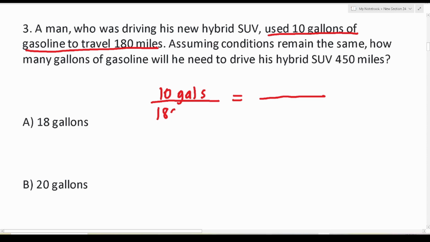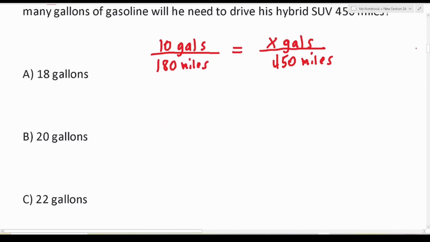went 180 miles. All right. And what I'm trying to figure out is how many gallons, so I'm going to call that X gallons, will be needed to go 450 miles. Okay. Once you set up your proportion correctly, it's just a matter of cross multiplication. So this is going to become 180 times x. 180 times x is 180x. And then we're going to do 10 times 450, which looks like this.